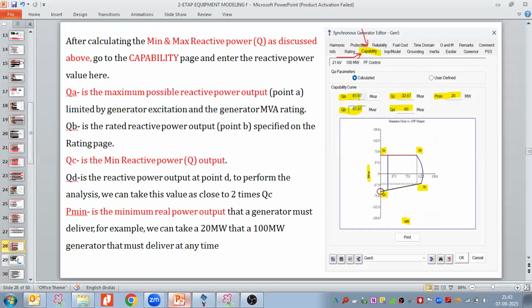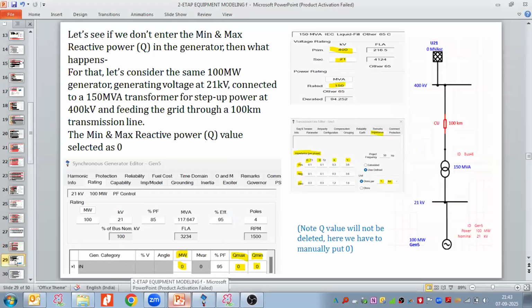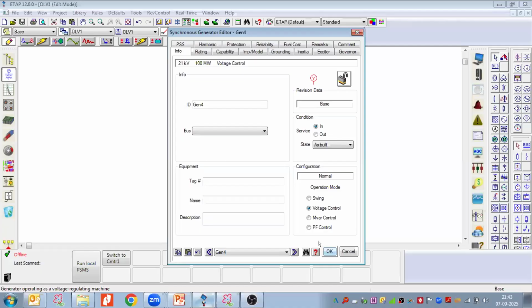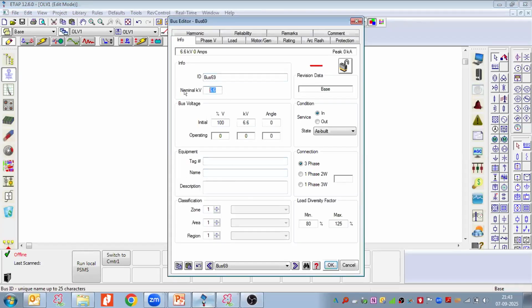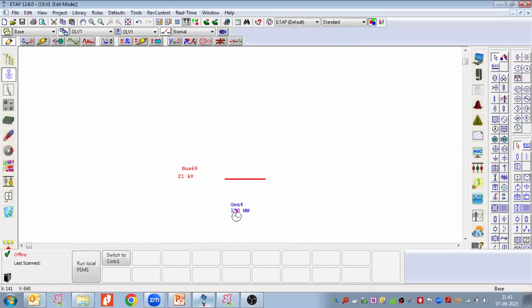So let us consider this. Now we have modeled this generator. So let us consider that this generator is connected to a bus. So let us take this bus. My bus voltage is also 21 kV because my generator voltage is 21 kV. So connect to this bus bar over here.